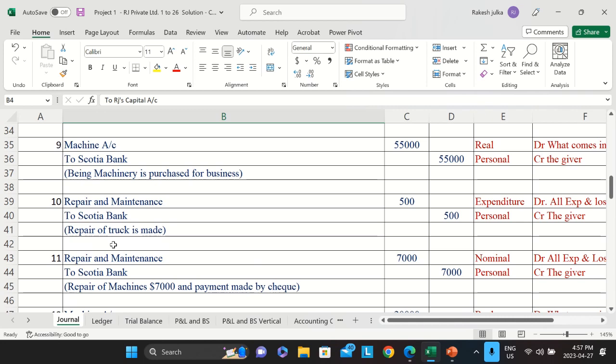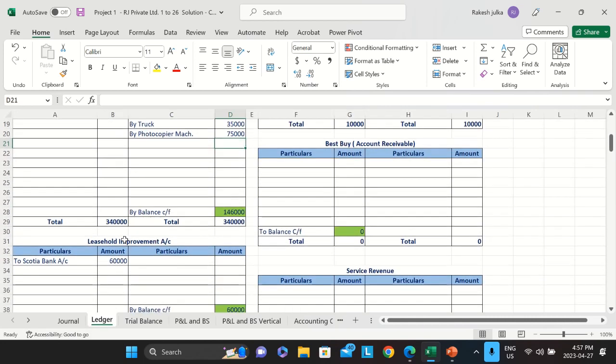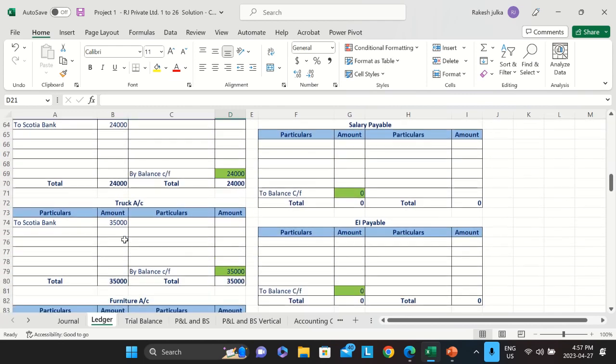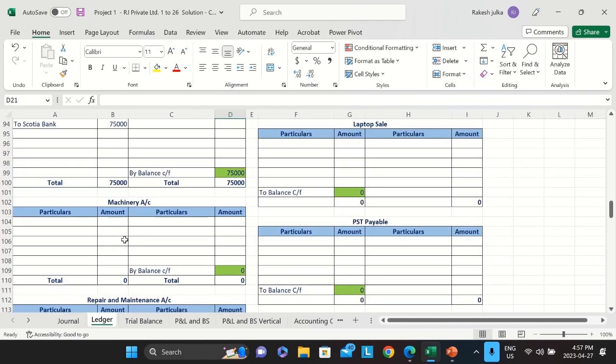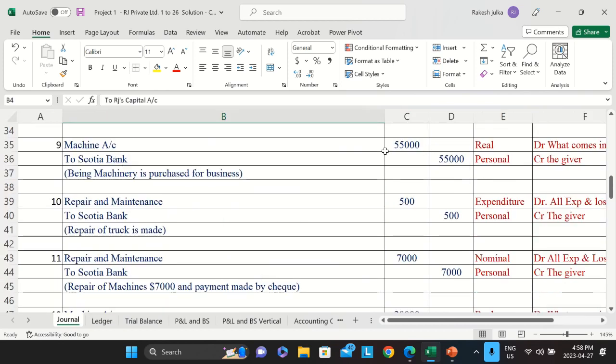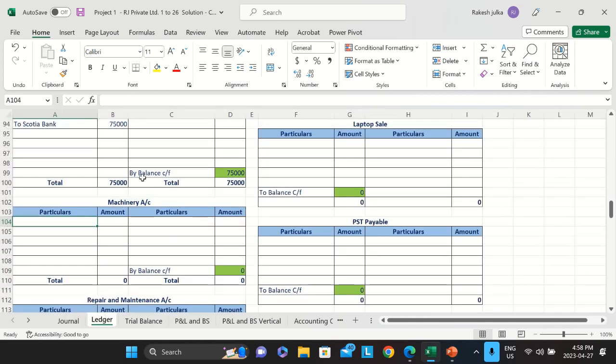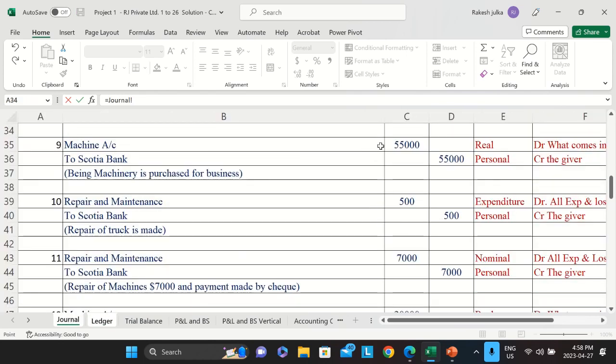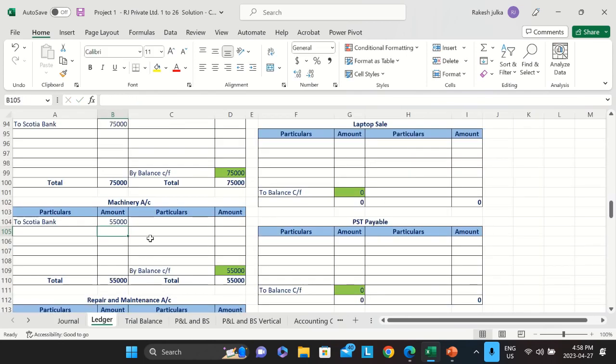Now the transaction number 9 is machine to Scotiabank 55,000. Let's see, the machine account is here. So in this case we can see photocopier and machinery, yeah. So machinery is also there. So machine account debit to Scotiabank once again 55,000. So here to Scotiabank, I'm just going to write machine to Scotiabank 55,000, and go to Scotiabank, write machinery with 55,000.